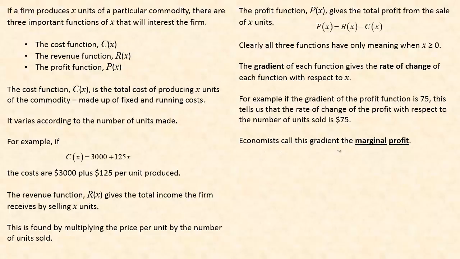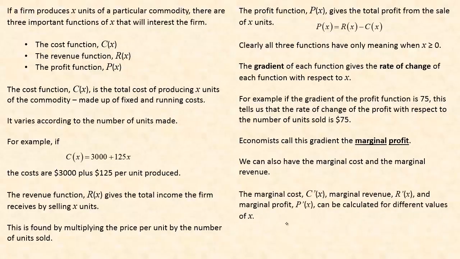Economists call this gradient the marginal profit when it's based on the profit function. We can also have the marginal cost and the marginal revenue. The marginal cost is C dashed of X, marginal revenue R dashed of X, and the marginal profit is P dashed of X, and they can be calculated for different values of X. This is like the instantaneous rate of change at that particular number of items produced.